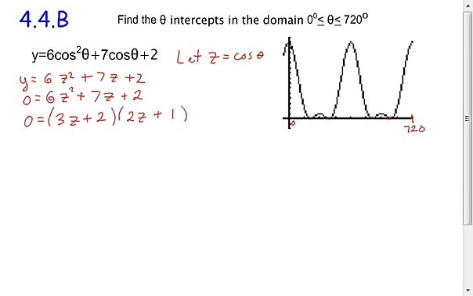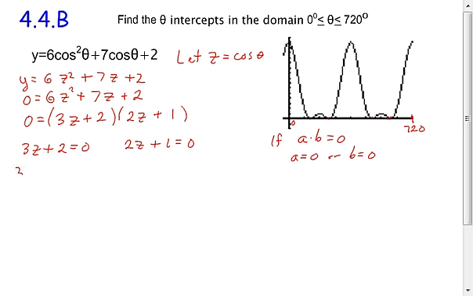And here's a little algebraic reminder. Remember, the reason that we are so interested in factoring and setting something equal to 0 and then factoring is because there's this multiplication property of 0, which says if a times b is equal to 0, the only way that can happen is if either a is equal to 0 or b is equal to 0. So that allows us to set each factor equal to 0. So we get 3z plus 2 equals 0, or 2z plus 1 equals 0. And those are nice, simple linear equations that are easy to solve.